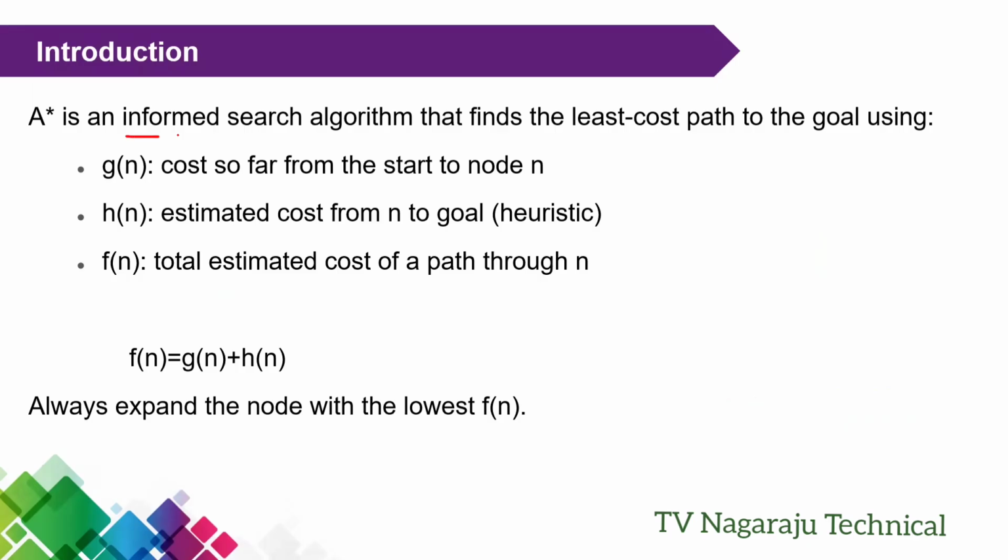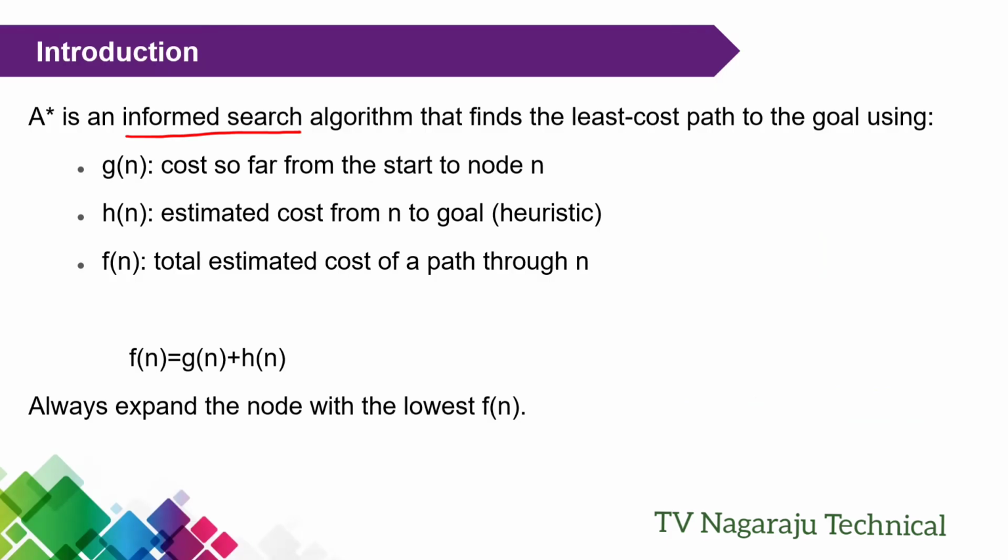Simply, A star is an informed search algorithm. What is meant by an informed search algorithm? Instead of blindly expanding the nodes, here they expand the nodes based on some heuristic values. That is an informed search.